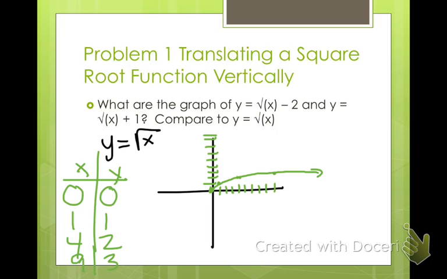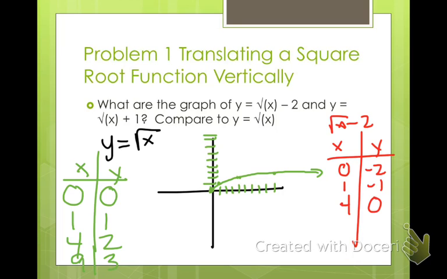Now, if we wanted to graph y equals the square root of x minus 2, I'm feeling kind of Christmassy. So, square root of x minus 2. So, we can pick the same values. 0. So, square root of 0 is 0, minus 2 is negative 2. Square root of 1 is 1. 1 minus 2 is negative 1. Square root of 4 is 2, and 2 minus 2 is 0. And the square root of 9 is 3, and 3 minus 2 is 1.